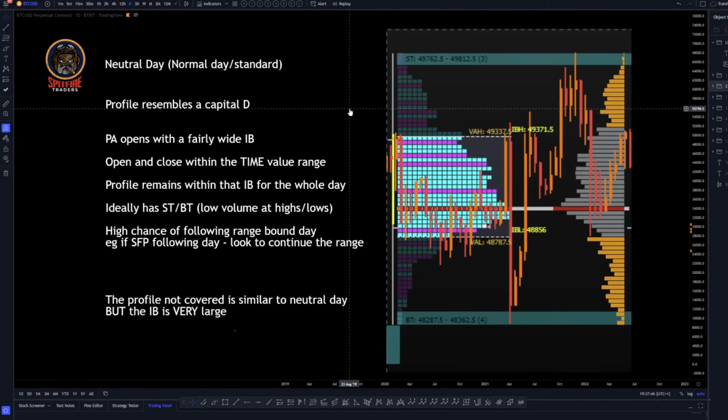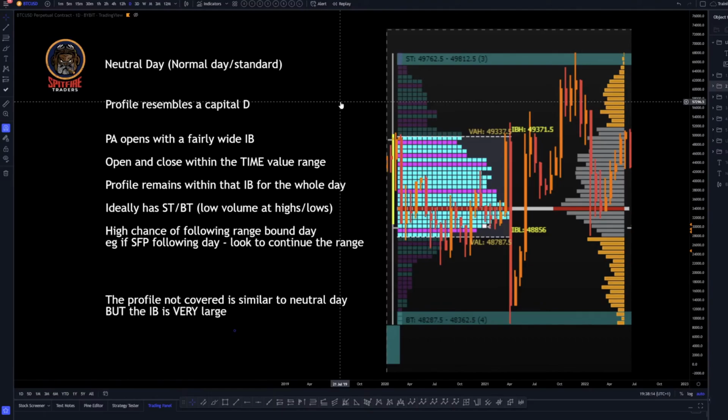So this profile is what's known as, it's got lots and lots of different terms. We're going to call it a neutral day because it's going to make life easier. In other people's language, it might be a normal day, it might be a standard day. You'll find various books that say each term, but we're going to call it a neutral day. So this is probably my favourite type of day.